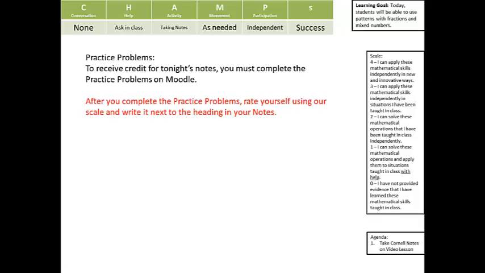Alright, so now it is time to do your own practice problems. Go on to Moodle, do the practice problems for tonight's homework. Once you finish that, then make sure that you rate yourself on our scale and write that at the heading of your notes. And then bring any questions or concerns that you have to class tomorrow, and we'll talk about them in class. Have a great evening.